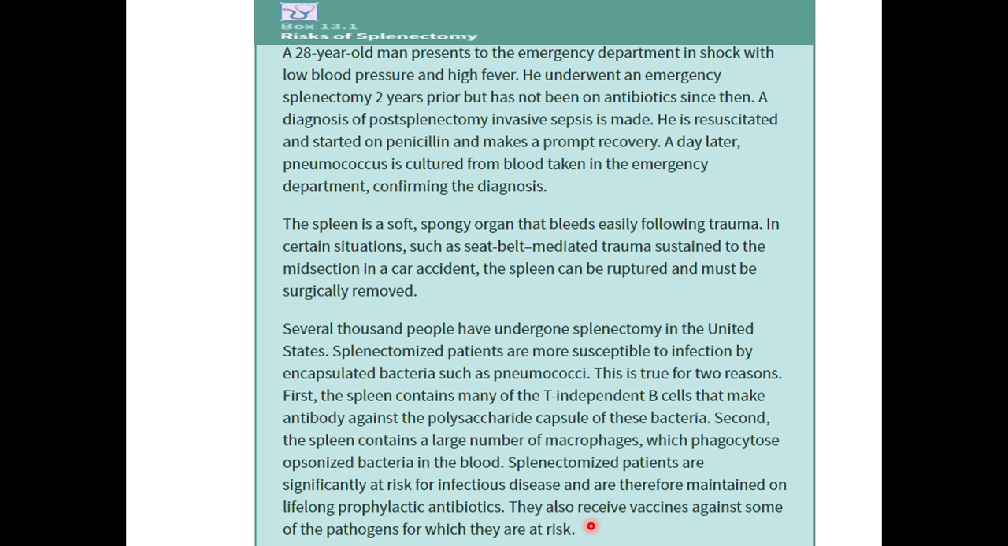So those patients have to take vaccines against these types of bacteria, so they won't be infected. So remember that splenectomized patients are immunocompromised, and they have to be vaccinated against encapsulated bacteria. The encapsulated bacteria are causing the problem in these types of infections.